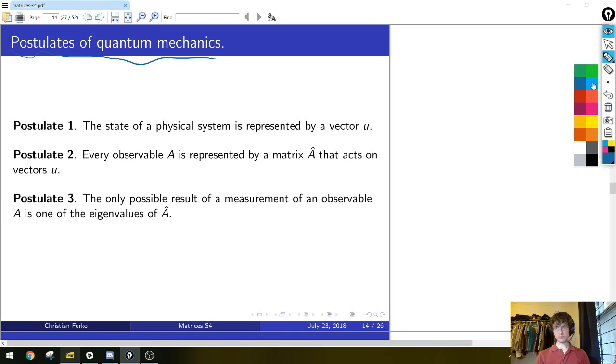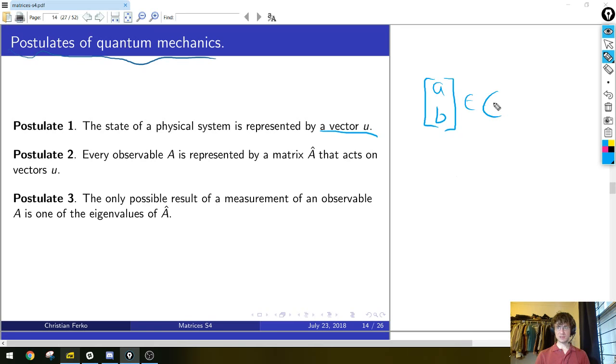So some of these we've seen before. I've hinted at, in session 1, this statement of postulate 1, which is the state of a physical system is represented by a vector u. So every possible state the electron can be in for this experiment will be represented by some two-component vector, although in this case it so happens that we need to use the complex numbers.